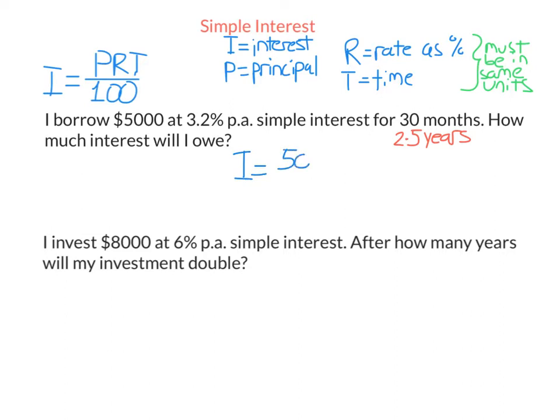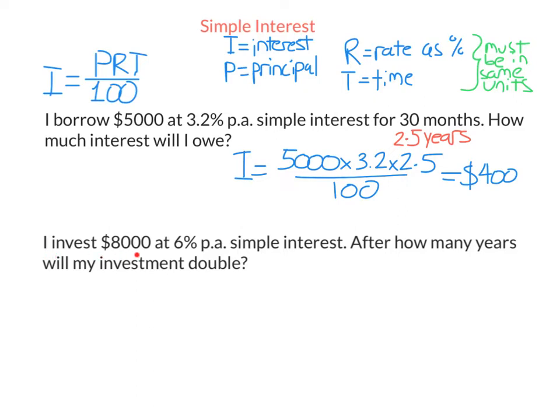So it's going to be I equals P, initial amount, principal, times rate, times time, now in years, all divided by 100. And so putting that on the calculator, the answer is $400. So that means if you were to borrow this $5,000, you'd have to pay back the $5,000 plus an extra $400 in interest.